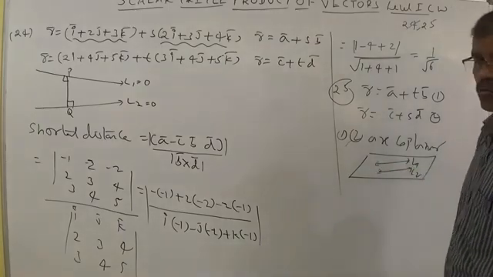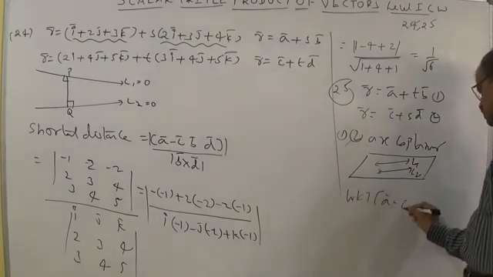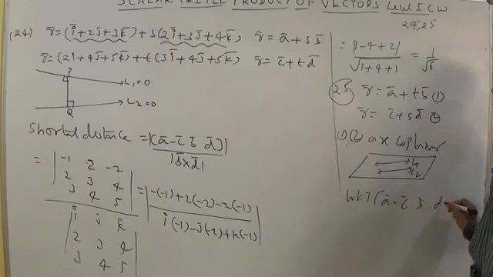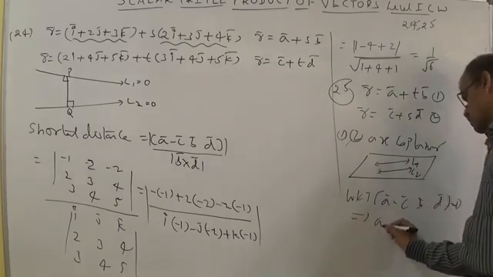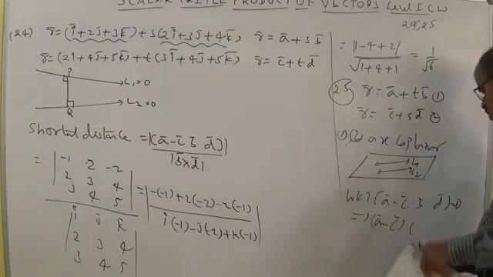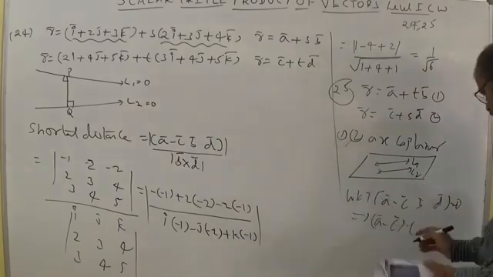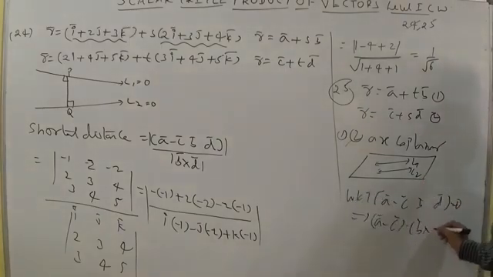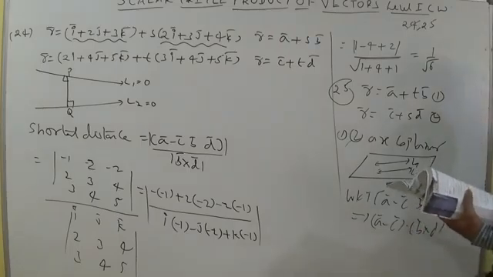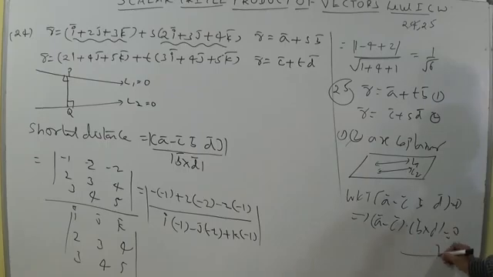Whenever two lines are coplanar, we know that the distance equals 0. It is the shortcut: the box product [A minus C, B, D] is equal to 0. You can say that (A minus C) dot (B cross D), or (A minus C cross B) dot D. Like this we can write: (A minus C) dot (B cross D) equal to 0. That's all. Option 2. So this is an easy question.